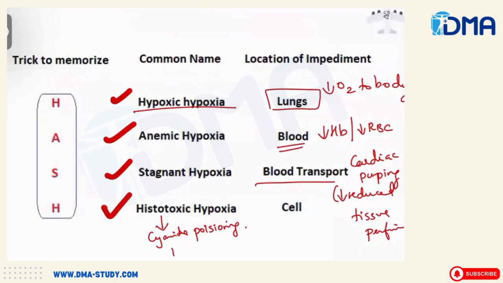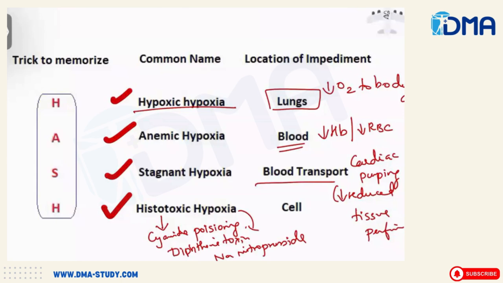Examples are cyanide poisoning, then diphtheria toxins, and sodium nitroprusside poisoning, also present in this histotoxic hypoxia pattern. Then coming to the last topic of this chapter, which is calcification.